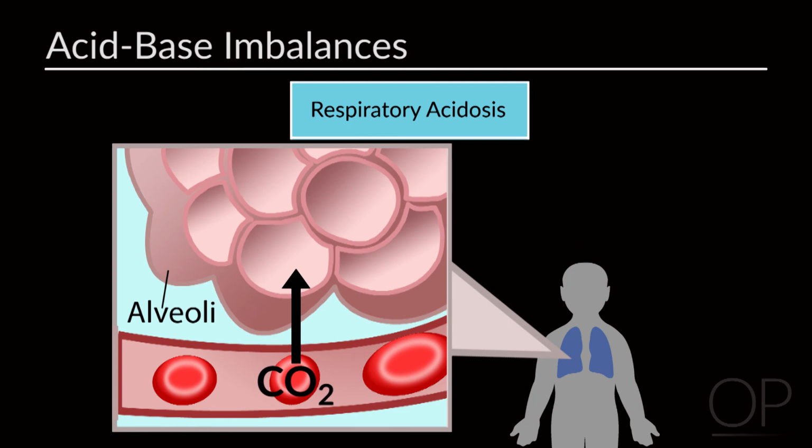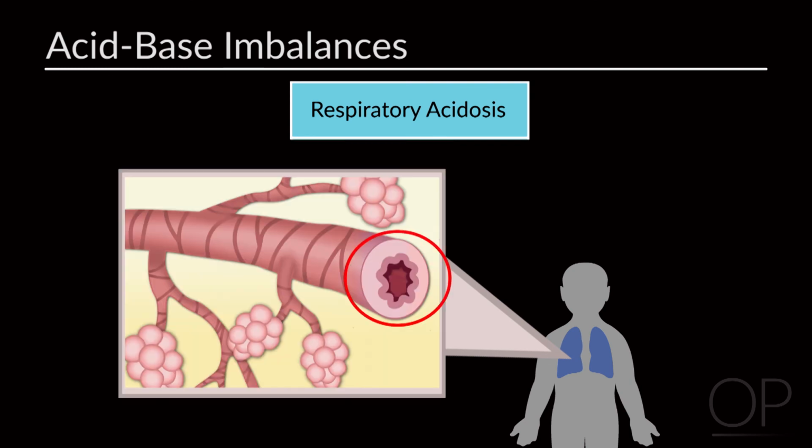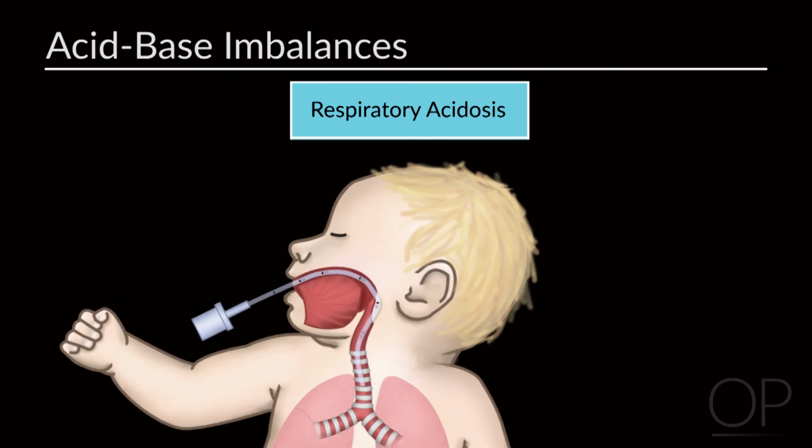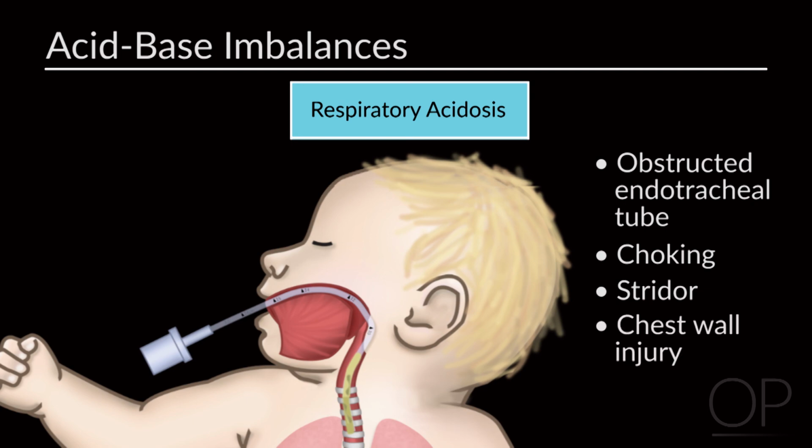Pulmonary issues that produce a limitation of diffusion of carbon dioxide out of the blood cell to be exhaled will cause respiratory acidosis. A pulmonary embolism event is another condition. Lower airway obstructions such as bronchial obstruction from asthma, or upper airway obstructions such as obstructed endotracheal tube, choking, or stridor. Chest wall injury or deformity.